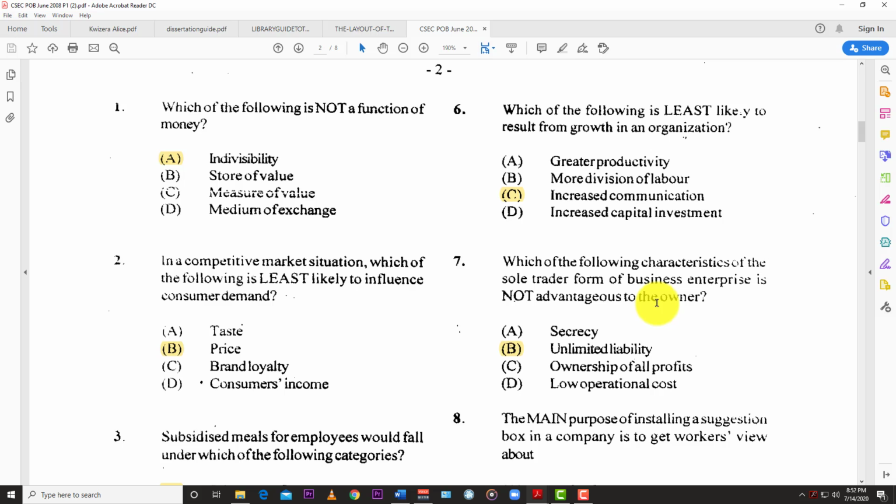Number 7, which of the following characteristics of the sole trader form of business enterprise is not advantageous to the owner? So I'm looking at what's a disadvantage to the owner of a sole trader or sole proprietorship. And so, of course, the best answer here would be B, unlimited liability. Why is that so? Because unlimited liability means that the owner is on the hook to lose more than they actually invested in the business. They can lose anything that the bank or whoever the lending institution sees fit to get back their money.